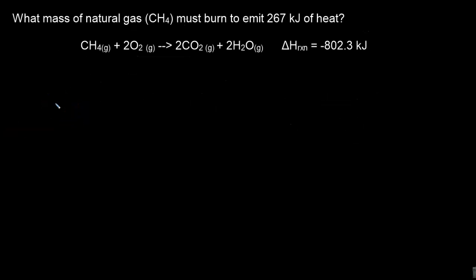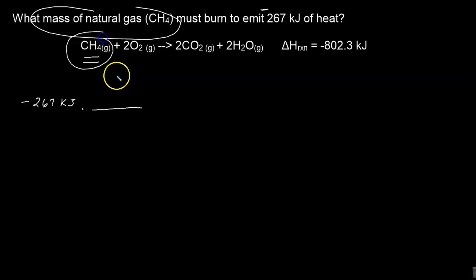Okay, example number 4 says, what mass of natural gas CH4, which is methane, must burn to emit 267 kilojoules of heat? So again, I'm wanting the mass of methane. Here's my methane. It's going to emit, remember emit, giving off 267 kilojoules of heat. So again, we're going to start with our given. We're working only with the methane. I don't care about any of the other parts of the equation.